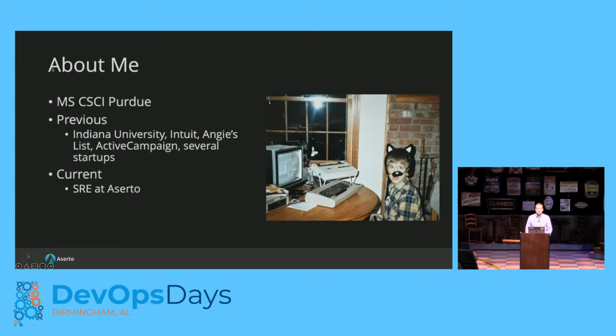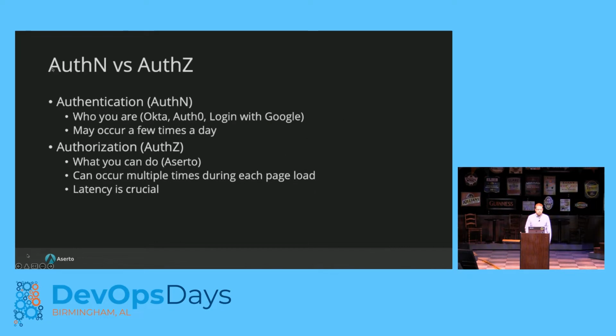A little bit about me. I've been in the software industry for over 20 years. I work for some big companies doing DevOps transformations, and lately I've been working for several different startups, introducing them to SRE best practices. I'm currently at a startup called Acerto, where I'm their first SRE hire, and we're going through the whole transformation process there. Acerto is a company where we are building an authorization as a service product.